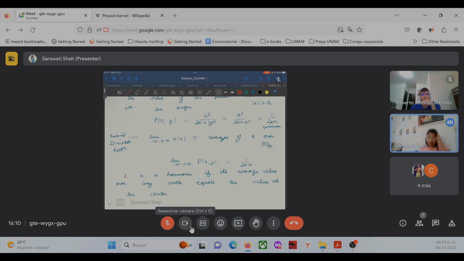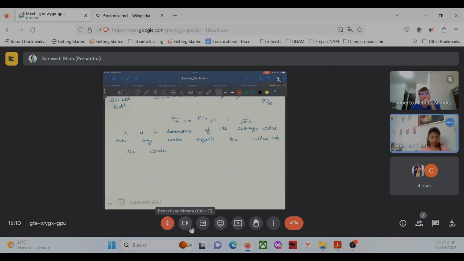Now, the strong maximum principle. So let u be harmonic in a bounded open region D. U being harmonic means the Laplacian of u equals 0 in a bounded region.